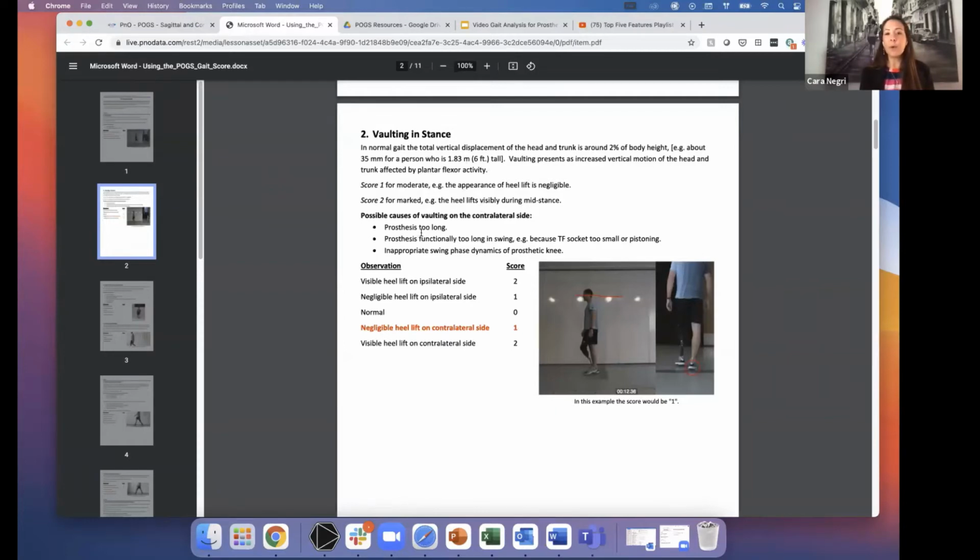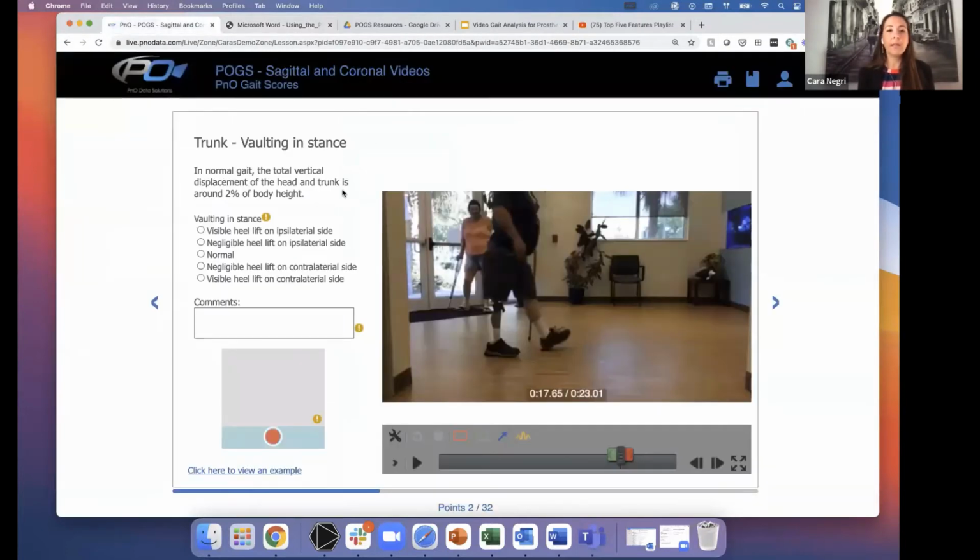And then of course, we've got some possible causes of vaulting. The prosthesis could be too long. The prosthesis function is too long in swing. Or if their socket is too small, which is definitely something that's going on with this patient. So we're going to take a look and see what we see.